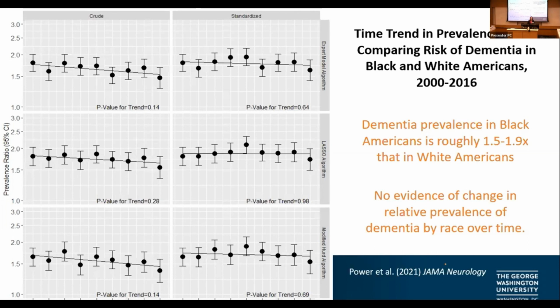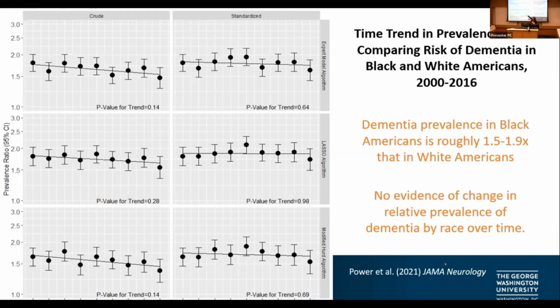So again, lots of dots, but I'll take you through it. On the left side are the crude analyses, on the right side are the standard analyses. The three rows are the three different algorithms because we wanted to make sure we were getting the same answer despite these three different seemingly reasonable options.